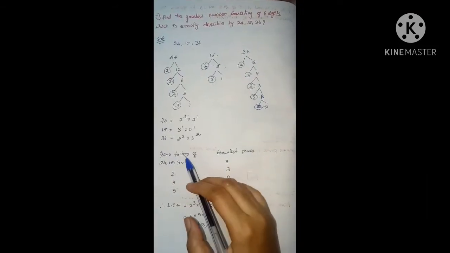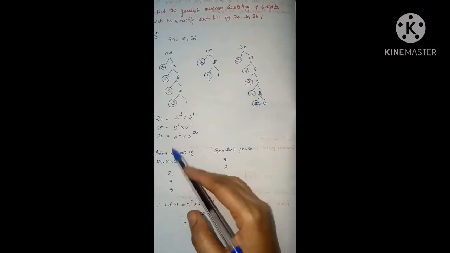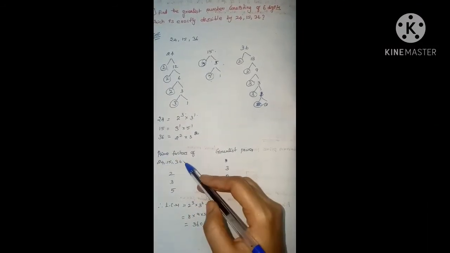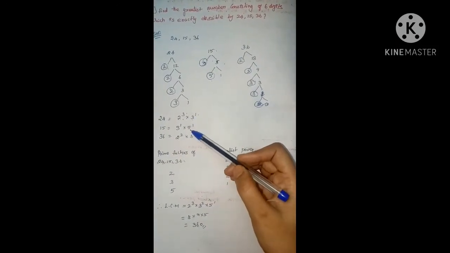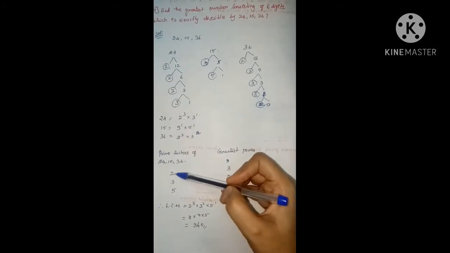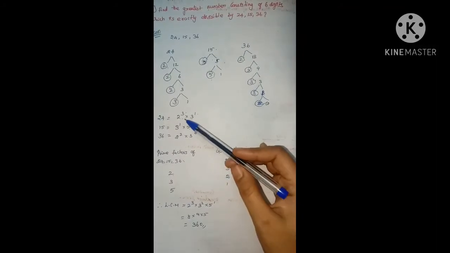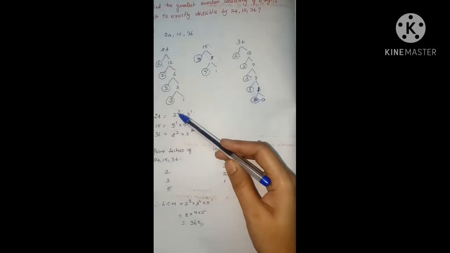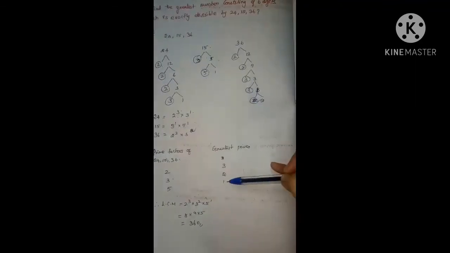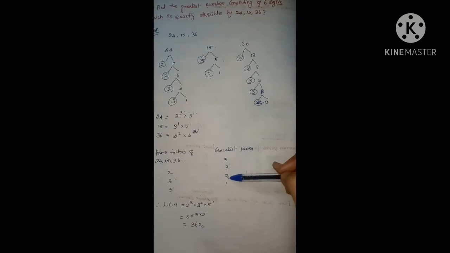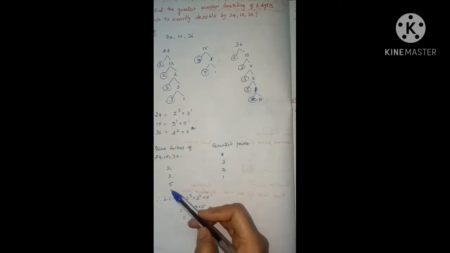Next, write the prime factors of 24, 15 and 36. What are the given prime factors? 2, 3 and 5. Already we have 2 and 3, so we can write 2, 3 and 5. Next, greatest power. The greatest power for 2 is 3. Greatest power for 3 is 2. And the greatest power for 5 is 1. So let me write it as 2 power 3, 3 power 2 and 5 power 1.